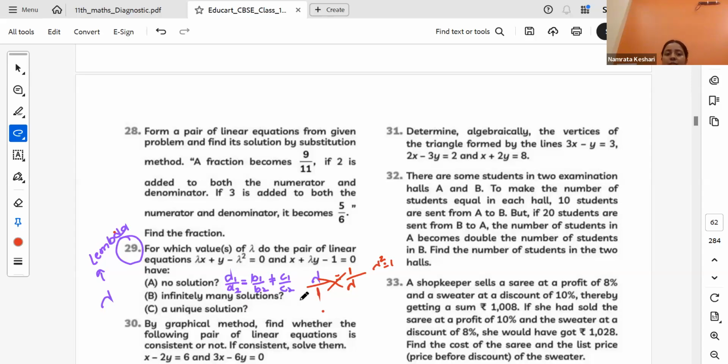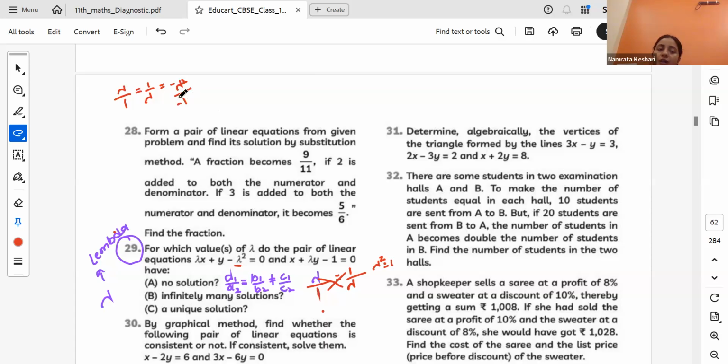Okay. For infinitely many solutions, a1 by a2, b1 by b2, c1 by c2 also have to be the same. Our c1, we can see, is minus lambda square. Lambda is just like a number, just a constant. So our c1 is minus lambda square, and our c2 is minus 1. So along with these two ratios, lambda by 1 and 1 by lambda, we have c1 by c2, that is, c1 is minus lambda square and c2 is minus 1.